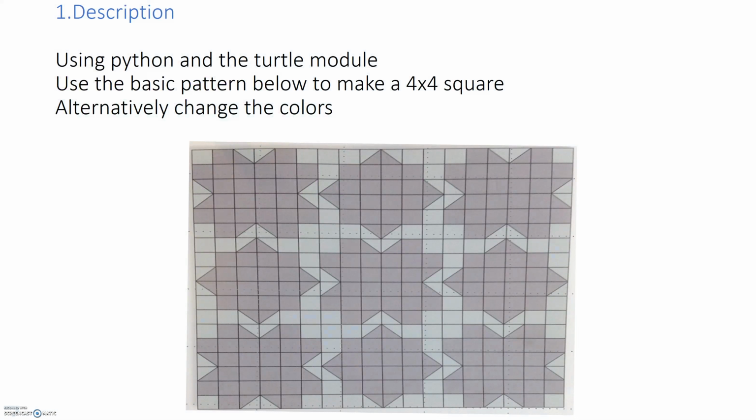So first of all, I want to talk about the description of what I'm doing here. I use Python and the Turtle module to draw the pattern below, which is right here. And I use this pattern to make a 4x4 square, and in the square the patterns are alternatively changed in colors.